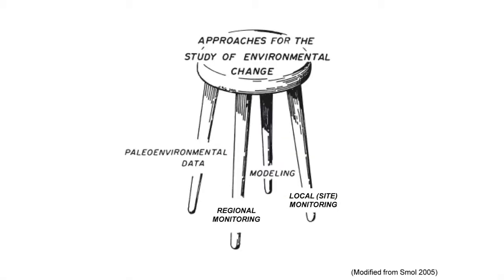This is something that I've modified from Steve Carpenter. It's modified by John Small. It's the stool of the approaches to the study of environmental change. So if we did have an algal bloom on a lake, what kind of approach might we take? I modified it a bit.